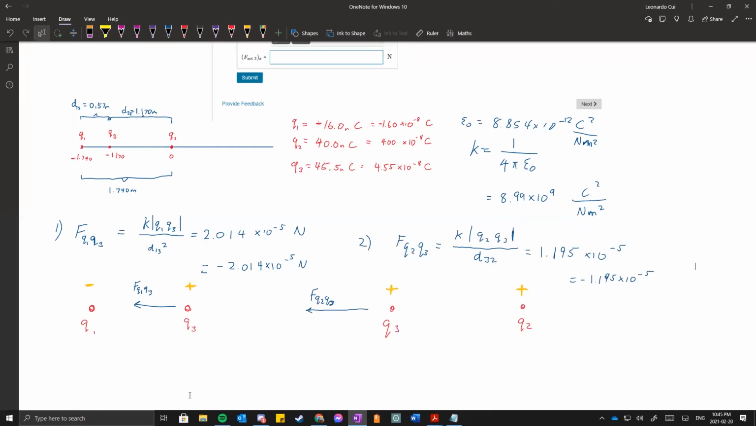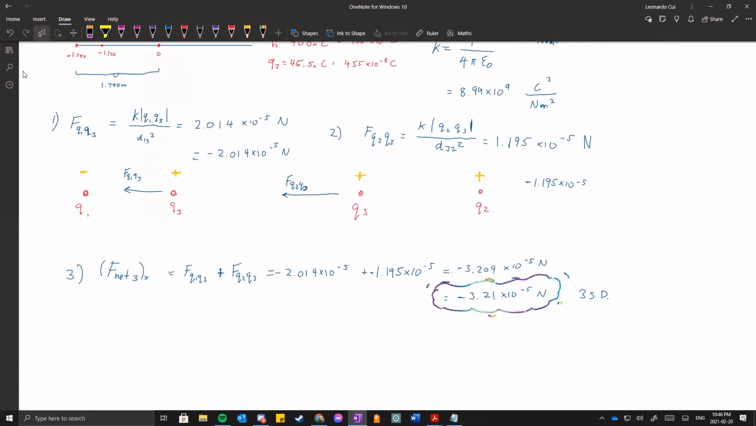Then we can use the same method, Coulomb's law, to calculate the force between Q2 and Q3, but this time it is a little bit different. Q2 and Q3 have the same sign of charge, so they have repelling forces between each other. So the final force between Q2 and Q3 is equal to negative 1.195 times 10 to the power of negative 5 newtons.